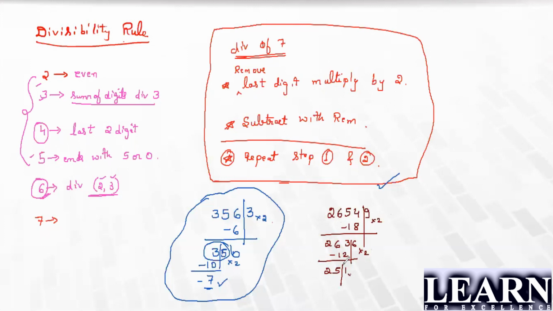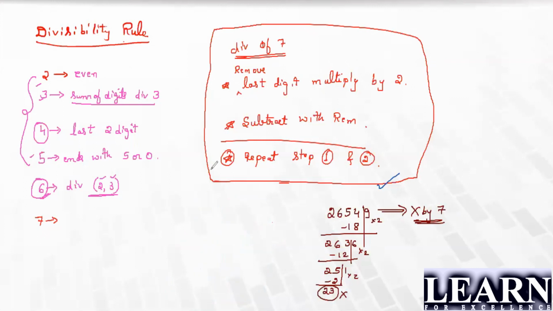I'll remove 1 again. 1 times 2 is 2. 25 minus 2 gives 23. I can say 23 is not divisible by 7. So the whole number is not divisible by 7. You're getting it? Because 7 times 3 is 21. So 23 is not divisible. Of course, the whole number 26549 is not divisible by 7. Is it clear?